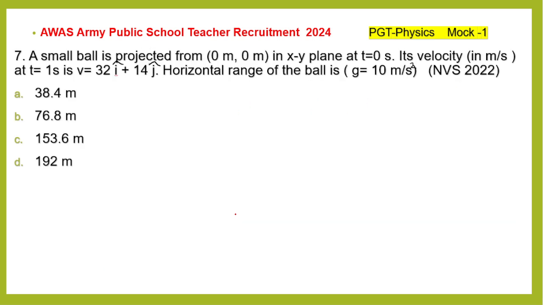Next, seventh question. A small ball is projected from 0 meter in the xy plane at t is equal to 0 second. Its velocity at time t is equal to 1 second is given in vector form. Find the horizontal range of this ball. So they are asking me to find out the horizontal range, and this is your previous NVS question. At first we draw a diagram.